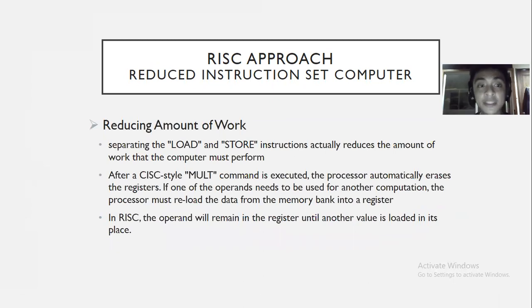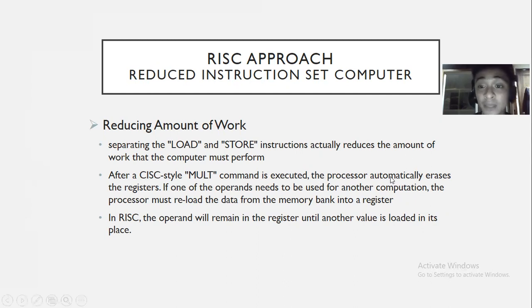So RISC, reducing the amount of work. You might think that RISC has more lines of code, therefore it looks less efficient, but it's actually quite the opposite. Separating the load and store instructions actually reduces the amount of work that the computer must perform. Let me explain. After a CISC-style mult command is executed, the processor automatically erases the registers. So if one of the operands needs to be used for another computation, the processor must reload the data from the memory bank into a register.